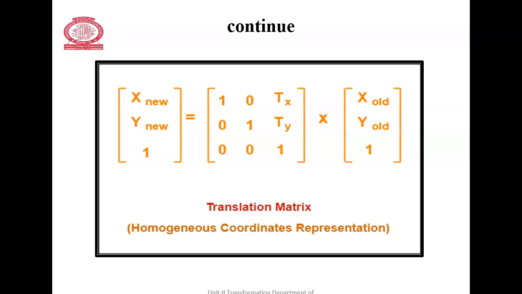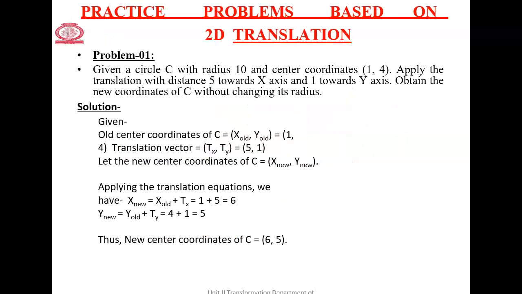So it will be 1 1 1 diagonally, whereas tx and ty is in the third column, and you will have to multiply it with the x old y old to get the x new y new. So we'll see one practice problem which is related to 2D translation. It can be asked in exam for 4 to 5 marks.